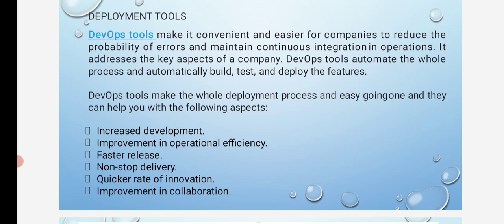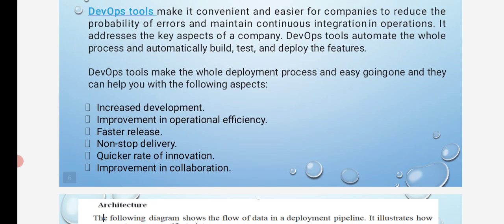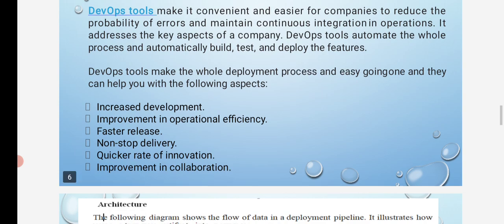Deployment tools. DevOps tools make it convenient and easier for companies to reduce the probability of errors and maintain continuous integration in operations. It addresses the key aspects of a company. DevOps tools automate the whole process and automatically build, test and deploy the features. They make the whole deployment process easygoing, and they can help you with the following aspects: increased development, improvement in operational efficiency, faster release, non-stop delivery, quicker rate of innovation and improvement in collaboration.